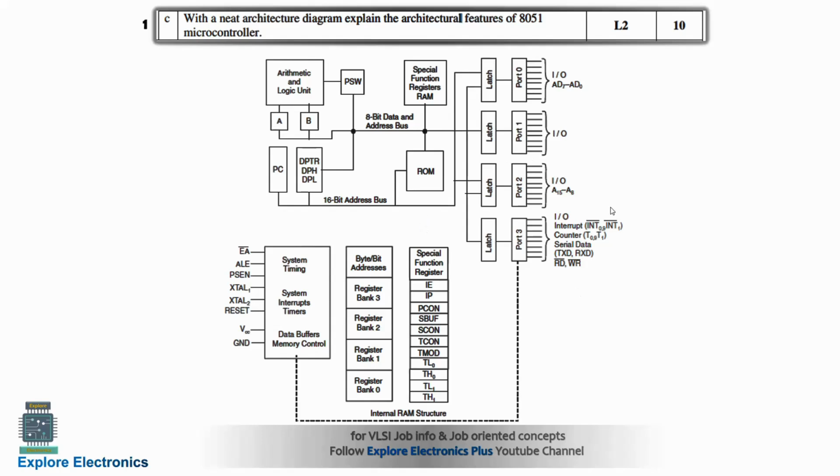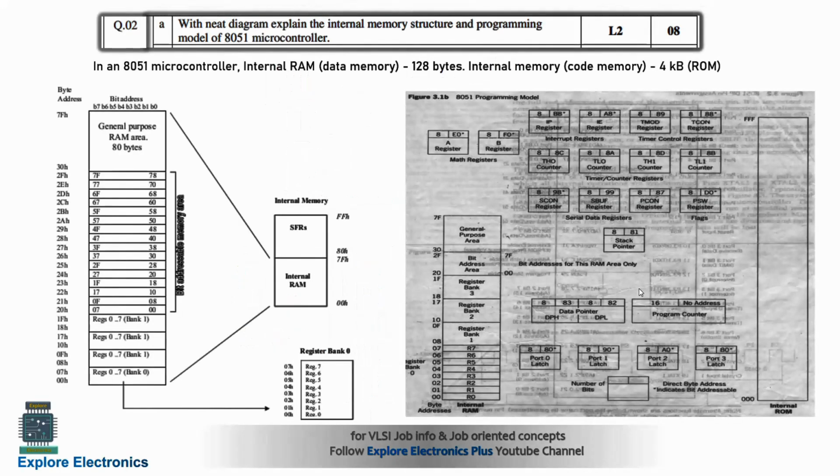And then coming to the second question, that is the choice question. Here they expect the internal memory structure and programming model of the 8051. So out of these 2 questions, one is the architecture, otherwise they will ask the internal memory structure for sure. And on the left side we see the memory and its division. The internal memory is divided into special function registers as well as internal RAM. Internal RAM is from 00 to 7FH, which means it is 128 bytes.